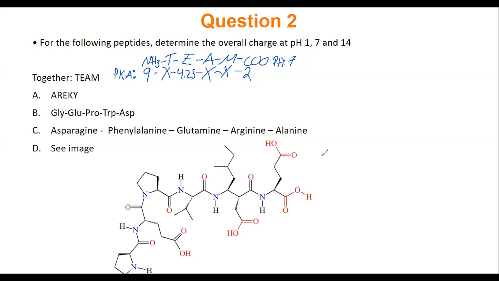So let's look at the charges we have for TEAM at a pH of 7. The N-terminus is positively charged, so I'm going to write a plus there. T, the side chain is not charged. E, glutamic acid, negatively charged. A, no charge. M, no charge. C-terminus, negatively charged. So at a pH of 7, I just count up the charges. I have 1 plus and 2 minuses, so the overall charge is -1. Simple enough.